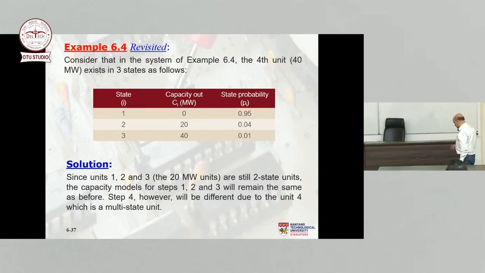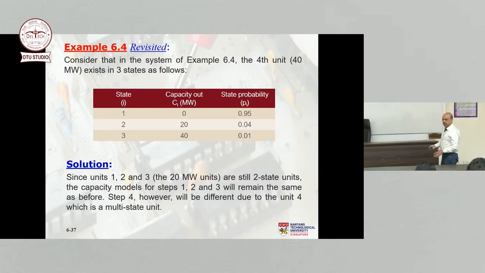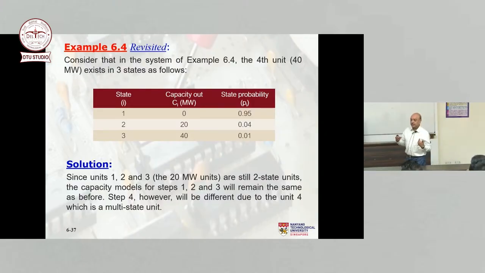So let's go back to this example 6.4, and I'm going to change the 4th unit, the 4th generator. We are not going to change the first 3 generators, and that is advantageous to us. Why? Then I'm building the capacity table, right? I add one unit, then the second unit, then the third unit. So I don't have to change those three tables.